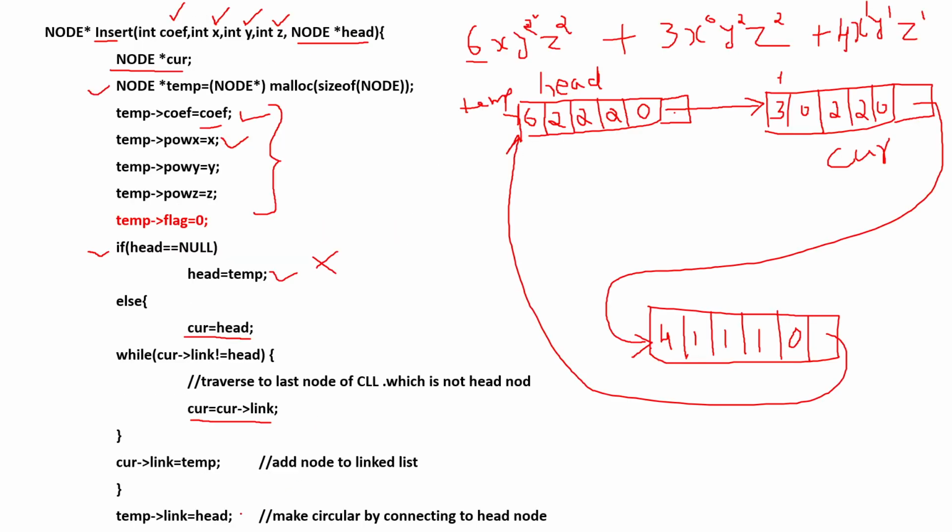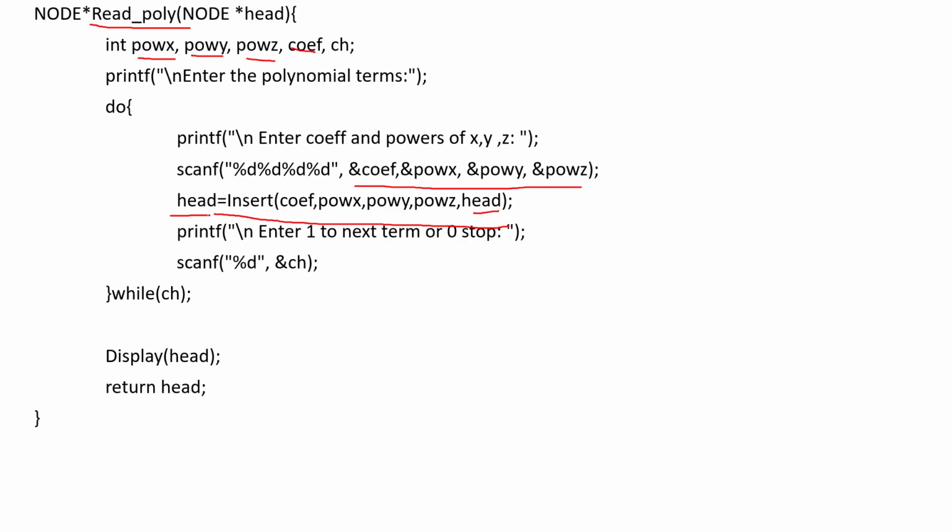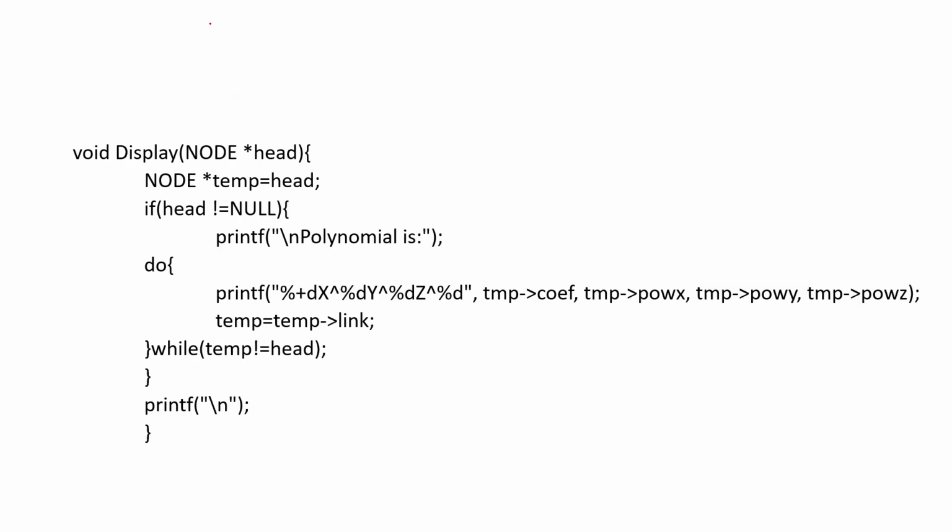You can see the return statement is there because it is returning a node. So I have to store it in head. If you want to repeat, just develop the program. Once that is over, you can call the display function. The display function should come before this one.